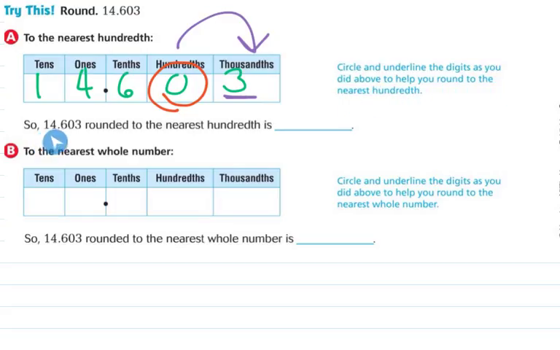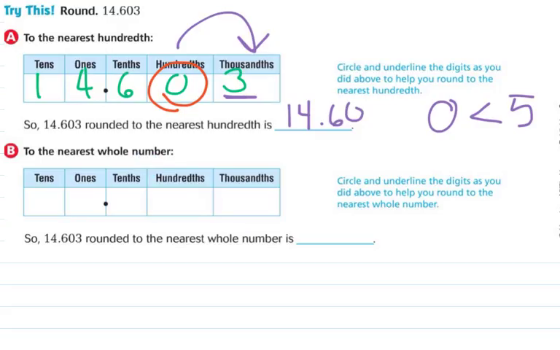So if we looked at it, boys and girls, we would say 0 is less than 5. So we know that that hundredths digit would stay the same. So we would report 14 and 603 thousandths to be 14 and 60 hundredths.